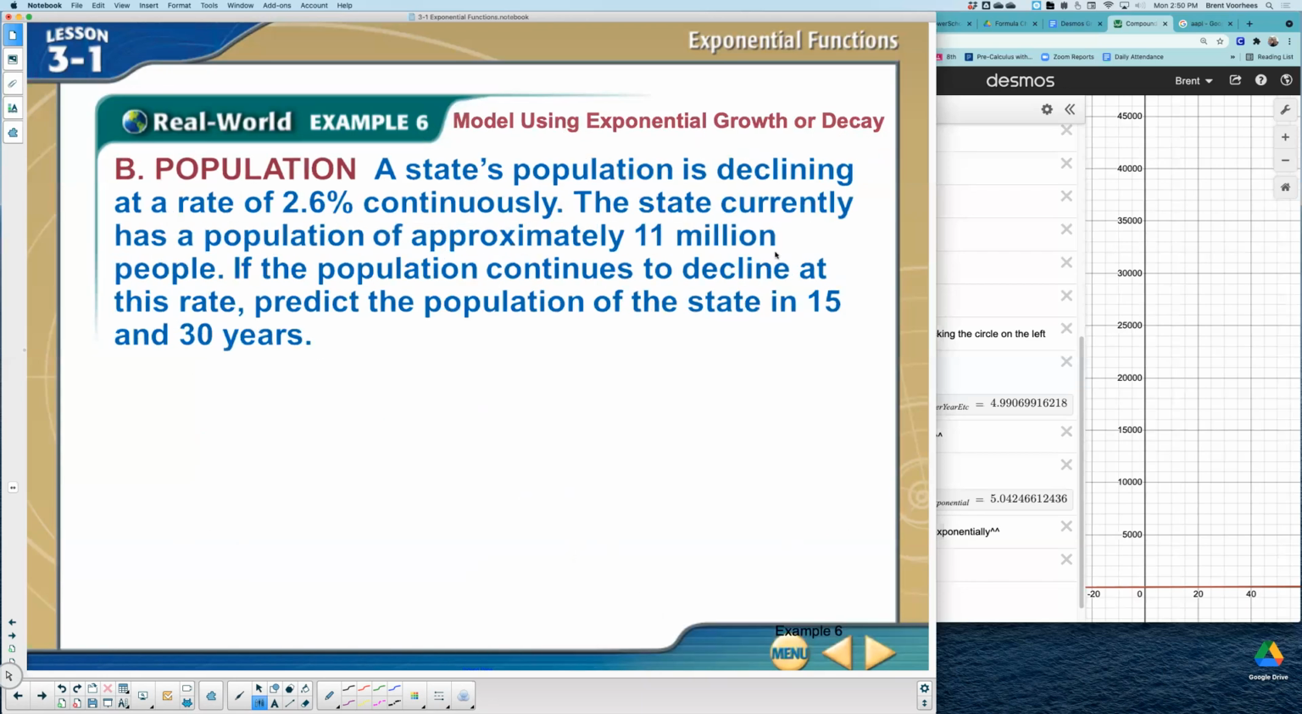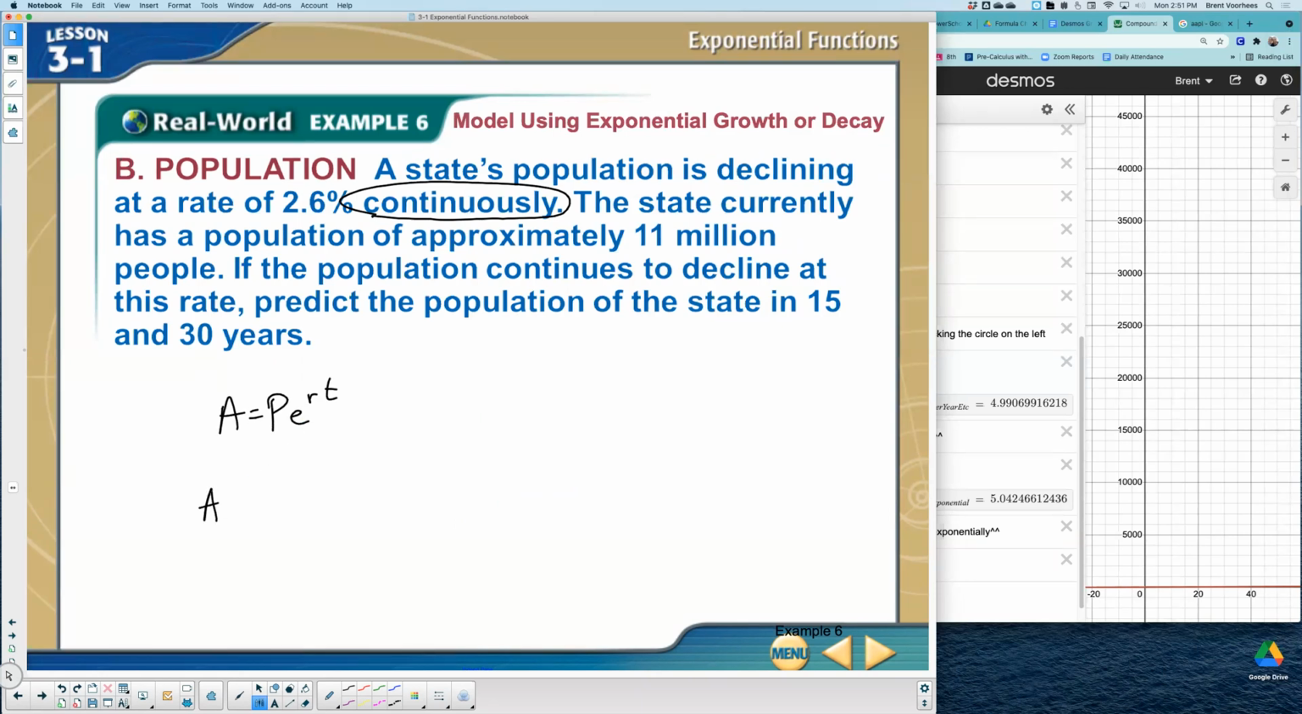Part B. It says now, the one word that's different is it says continuously. What does continuously mean? How many times per year is continuously? All the time. So you use a different formula. Use Pert.